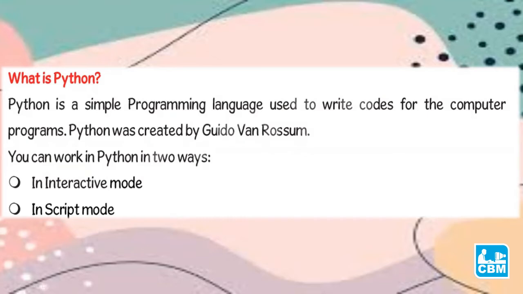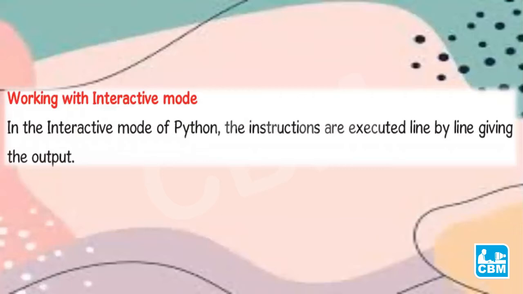There are two modes in which Python can work. One is the interactive mode and the other one is the script mode. In the interactive mode, the instructions are executed line by line, giving the output. So when we require instantaneous results, we can use the interactive mode of Python.